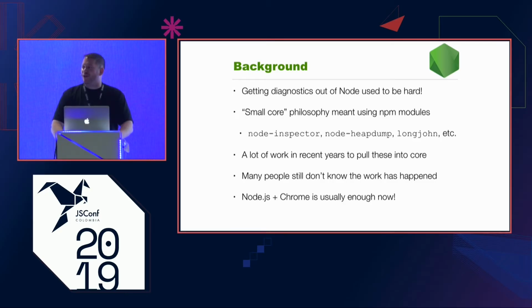So it used to be really hard back in the old days to get diagnostics information out of Node. Node was kind of built with a small core philosophy, where the idea was that the core of the project would remain as small as possible, and little things like getting diagnostics information would be pushed out into the NPM ecosystem. That left us with modules like Node Inspector, Node Heap Dump, Long John, and a variety of other ones. But then as Node matured and enterprises continued to adopt it, we realized that it was kind of a pain, and we needed to have these things built into the project.